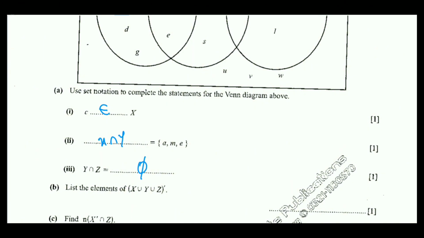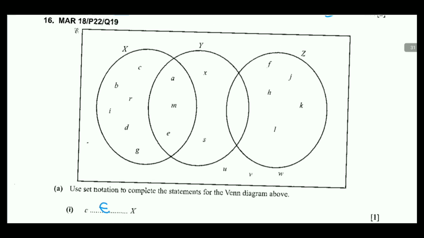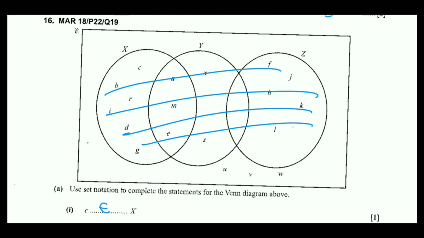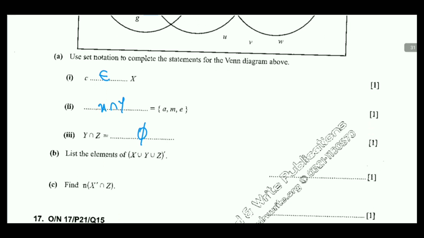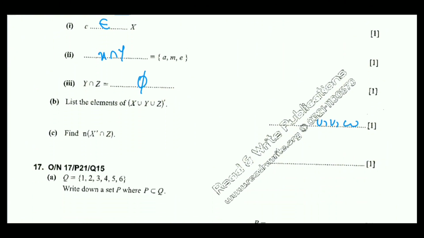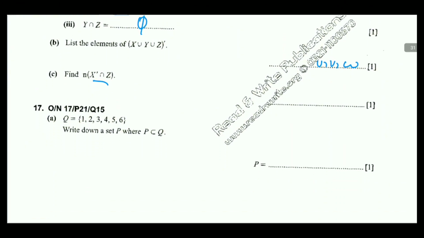List the elements of not X union Y union Z. It means not in X union Y union Z. Not in all these numbers means U, V and W. So U, V and W. Find n of X complement intersection Z. So you can find it by yourself. This is very easy. Find X complement intersection Z, and count the numbers and write here.